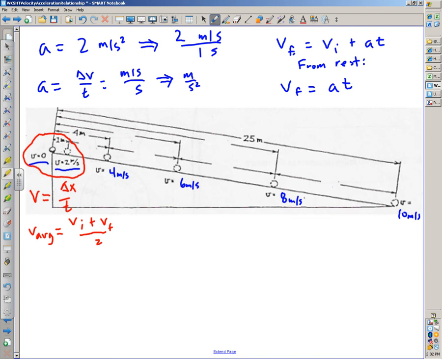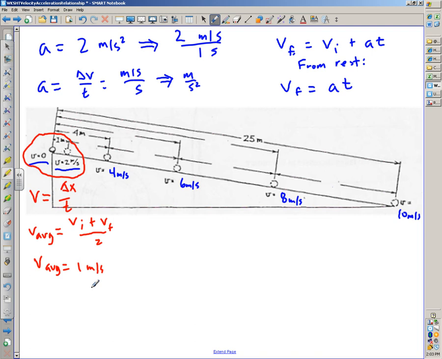In this case specifically, what was our initial velocity? 0. What's our final velocity? 2. So if we add 0 plus 2 and divide that by 2, what do we find out that our average velocity was? 1 meter per second. Because as it was gradually speeding up to 2 meters per second, half the time it was going slower than 1, and half the time it was going faster than 1. Good there? Does that make sense so far?